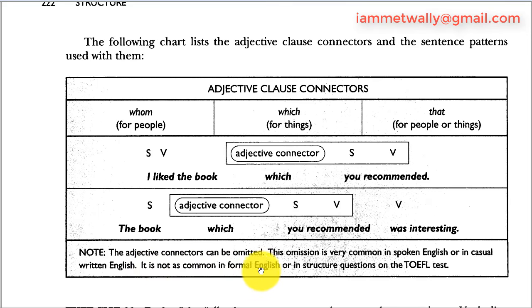It is not common in formal English or in a structure question or TOEFL test. I mean, generally you can omit. Omit means you can remove it. Why can you remove it? Because it comes instead of the object, not of the subject.